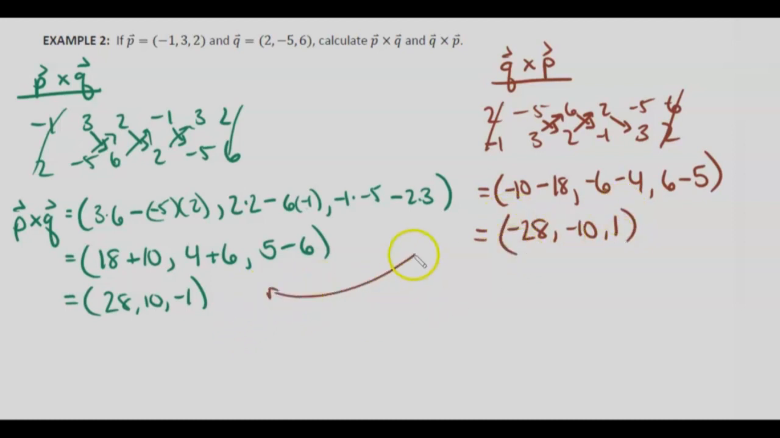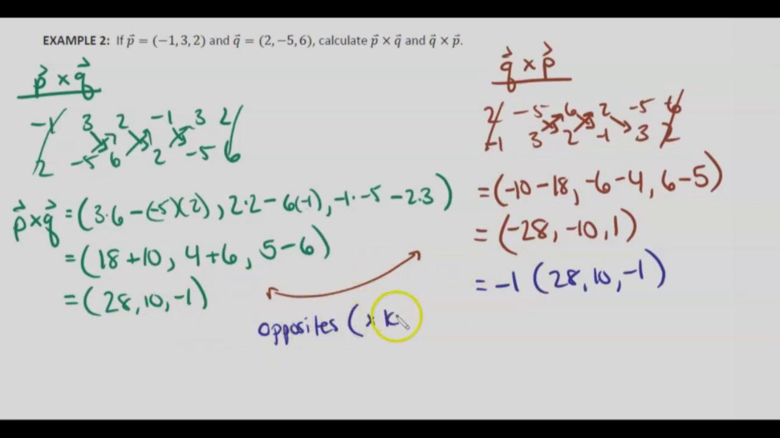So let's compare these two. They're actually scalar multiples of each other, because if we pulled out a -1 from the vector Q cross P, we're going to get 28, 10, -1. So we can see that these are opposites. It's just opposite. So multiply by k equals -1.